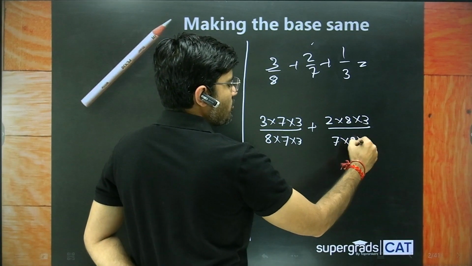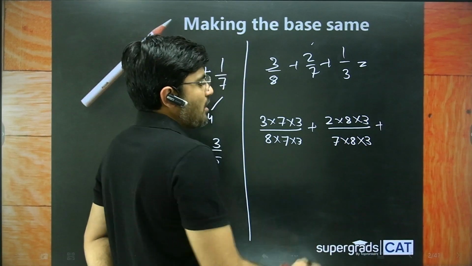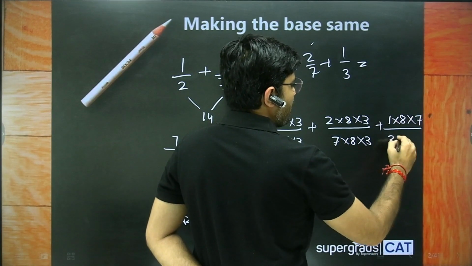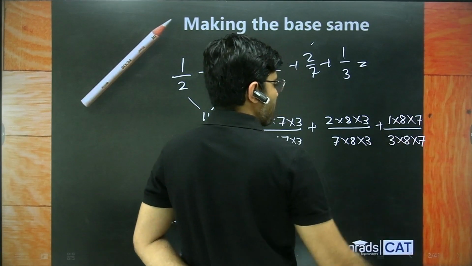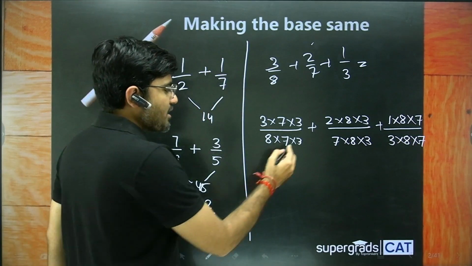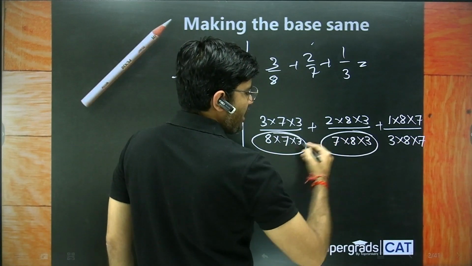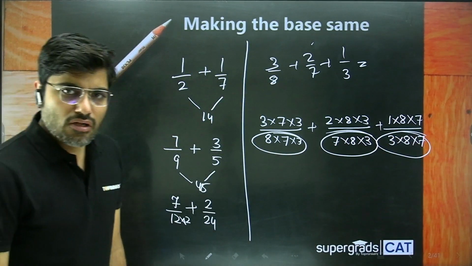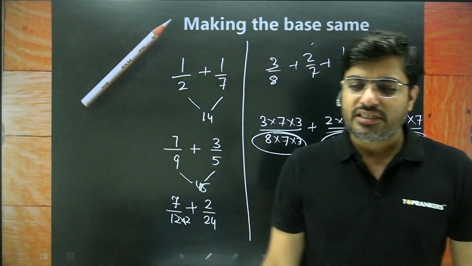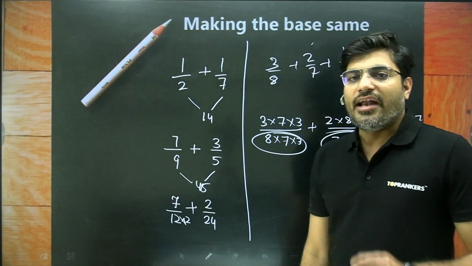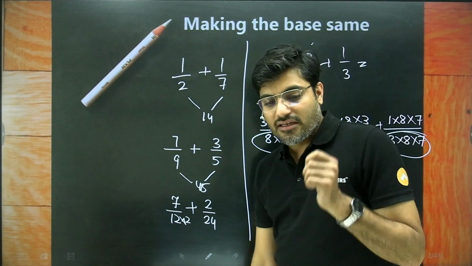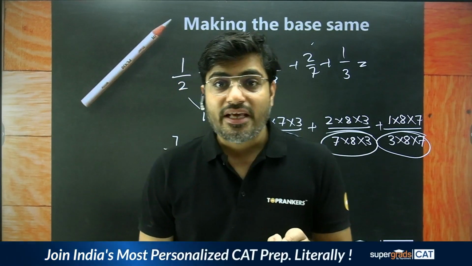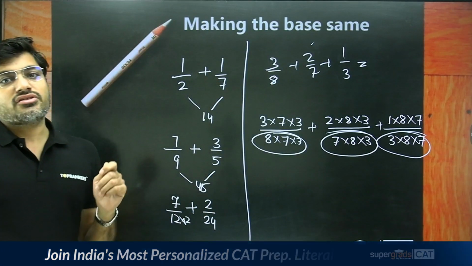into 8 into 3, plus the last one will be 1 into 8 into 7 upon 3 into 8 into 7. Now you can check the denominator is 8 into 7 into 3 in all three, so the denominator is the same, and we can solve further. So the most important thing is to make the denominator the same. And if you're changing the denominator by a certain factor, you need to change the numerator by the same factor in order to maintain the ratio which was mentioned earlier.